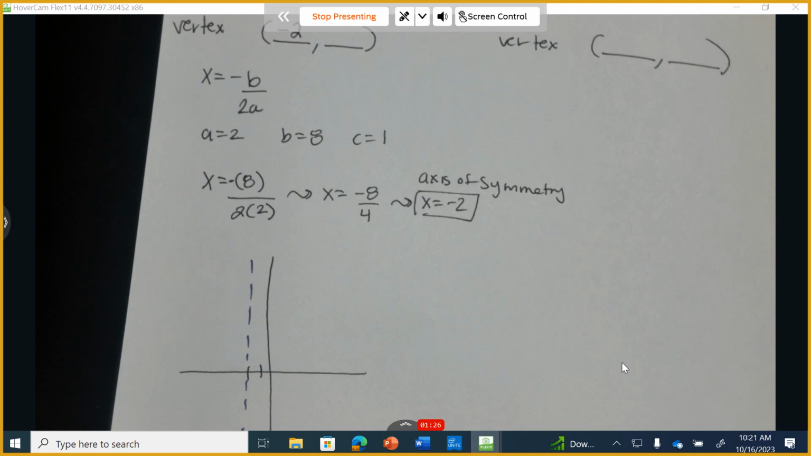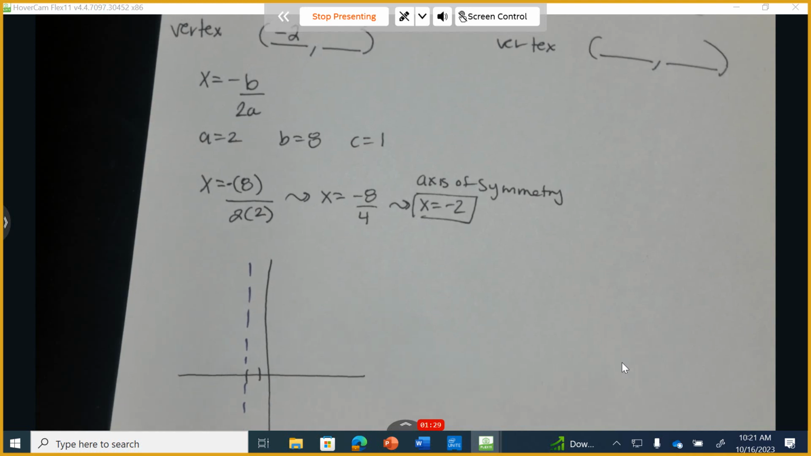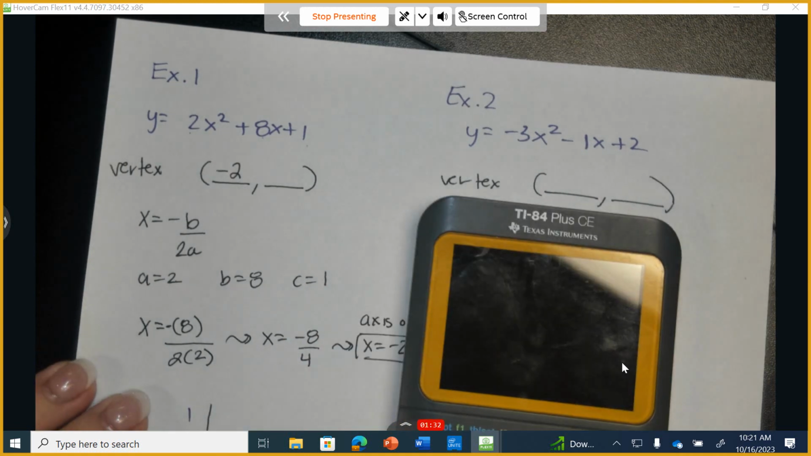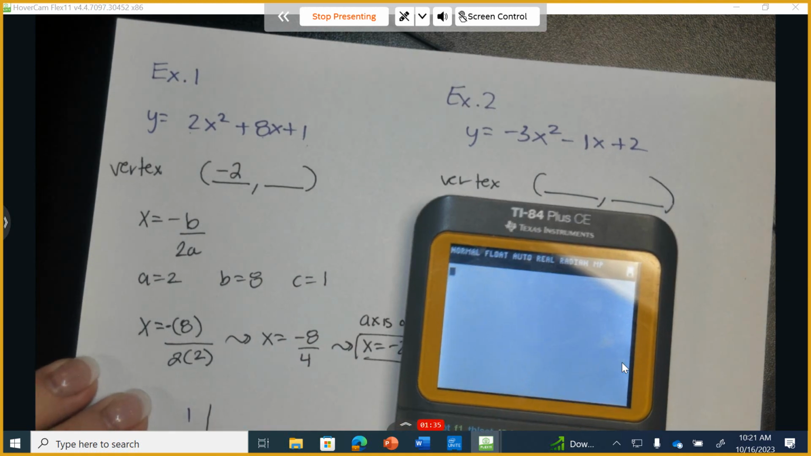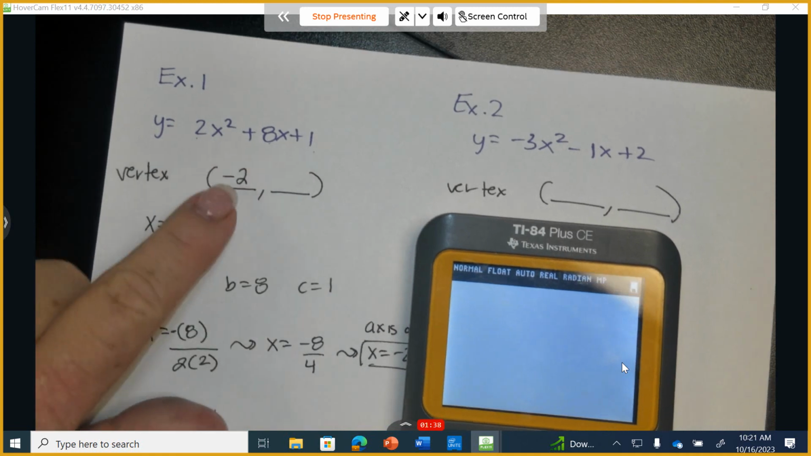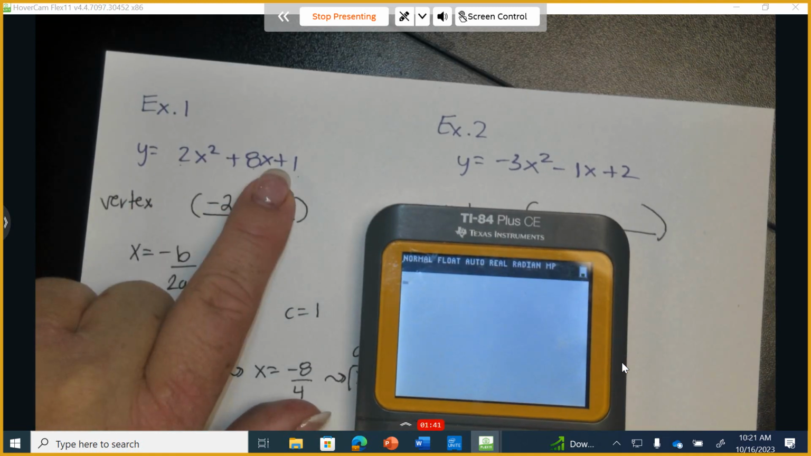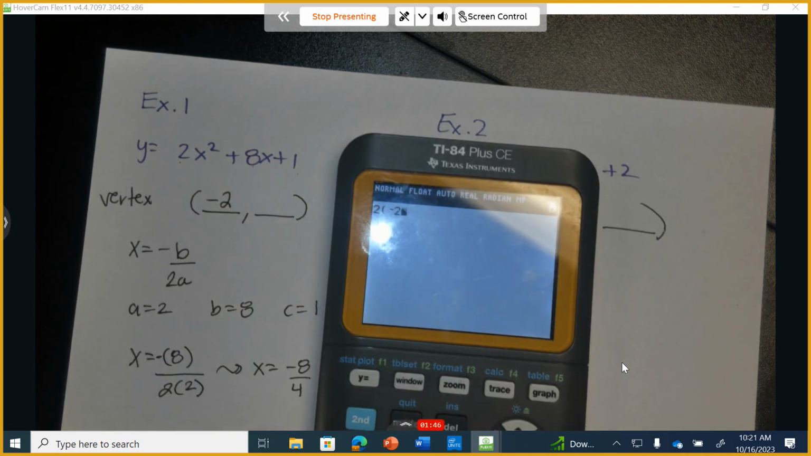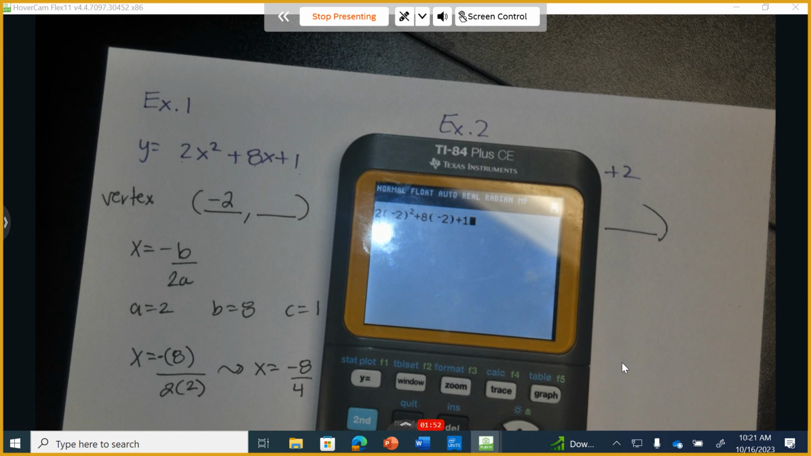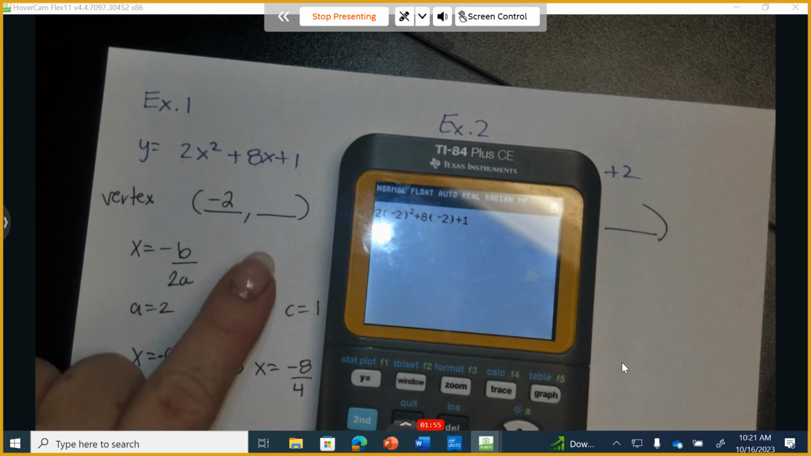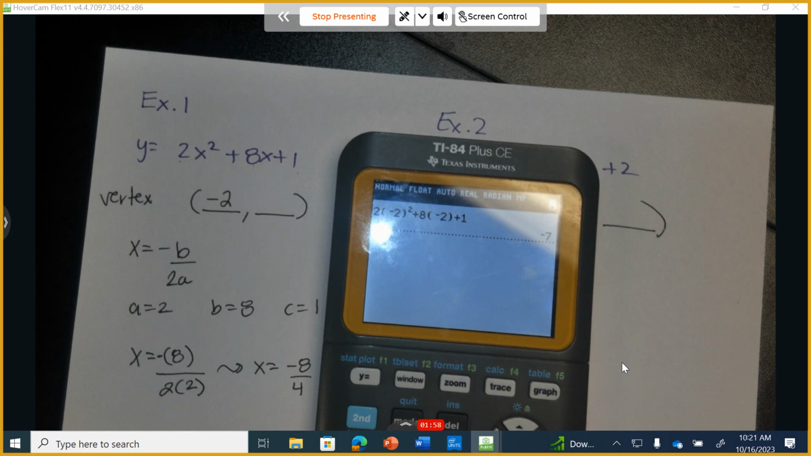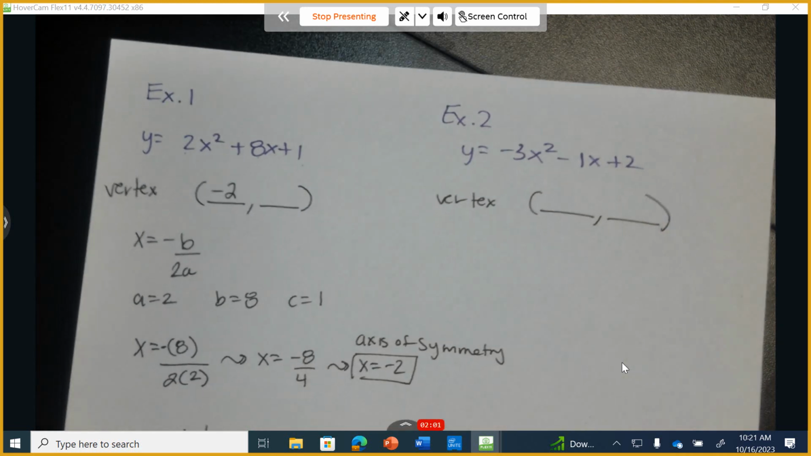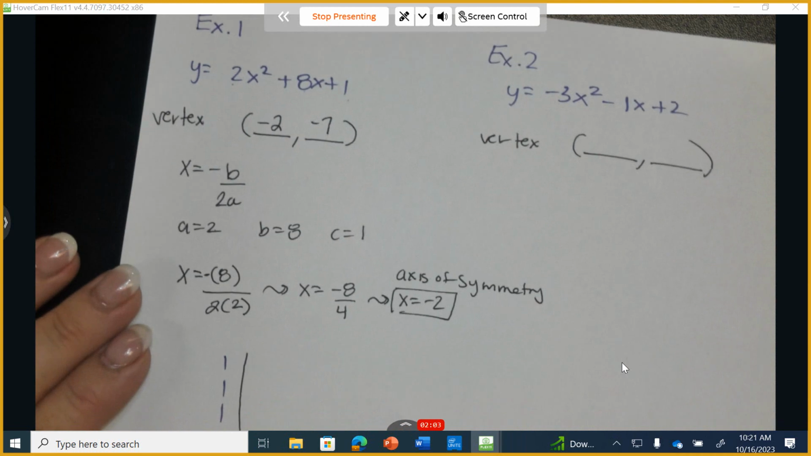Now, how do we determine the y-coordinate of the vertex? Please grab your calculator, and the helpful hint is whenever you have to plug something in and replace a variable, we need to use parentheses. So I'm going to plug in this portion of the equation. Wherever I see an x, I'm going to replace it with negative 2. So 2 times, please practice with me, negative 2 squared, plus 8 times negative 2, plus 1. The output will be the y-coordinate of the vertex. So the y-coordinate of the vertex is negative 7. 1, 2, 3, 4, 5, 6, 7.